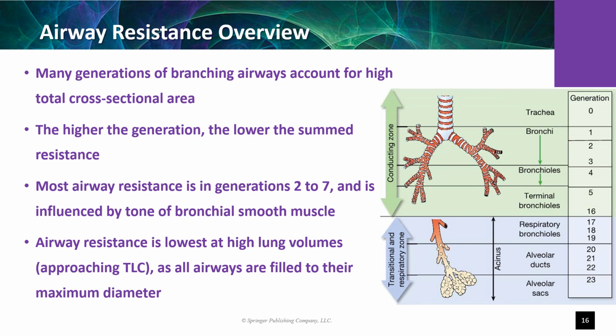The airway resistance is inversely proportional to the fourth power of the tube's radius, meaning the smaller the tube, the greater the resistance. The greatest degree of resistance is encountered in the upper airways, noting generations 1 to 8. Beyond generation 8, total cross-sectional area increases and resistance decreases rapidly.